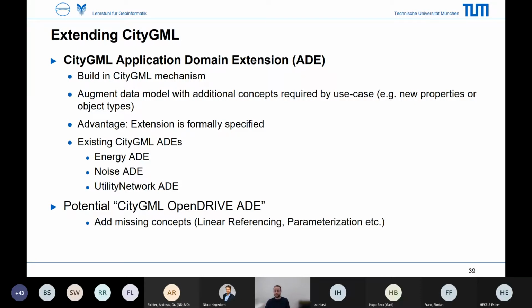And this would also be a potential for the future to think about a potential CityGML OpenDRIVE ADE, because there are some concepts not available in CityGML, which OpenDRIVE highly depends on, for example, parameterization or linear referencing. And maybe this could be integrated into a kind of application domain extension to CityGML.